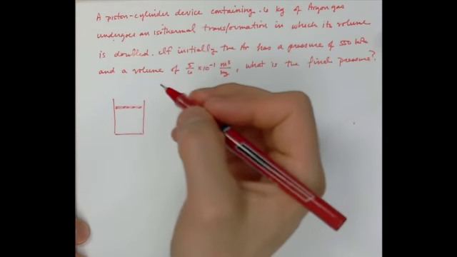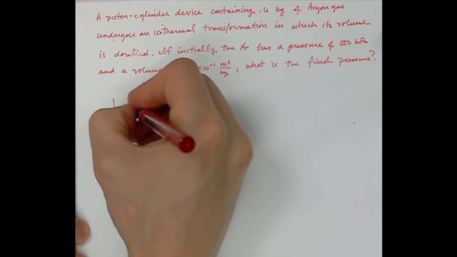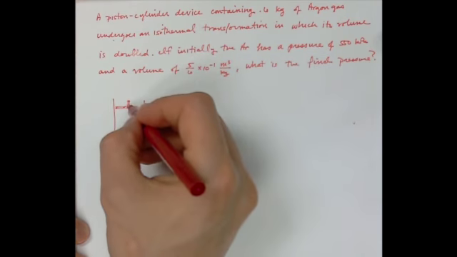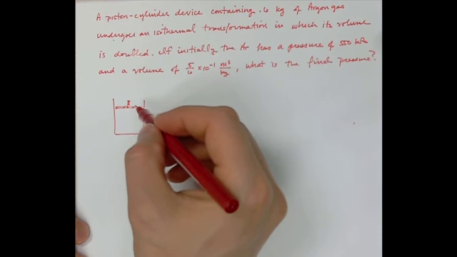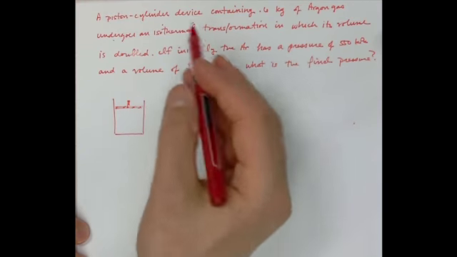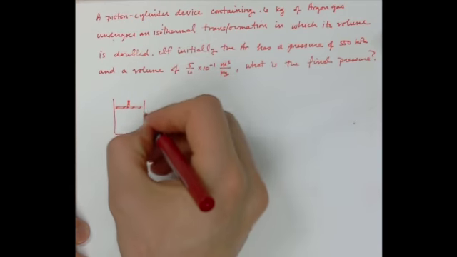In this case, we aren't told what the forces acting on the piston are, and so we draw this little pin to say that the forces are unknown. What we do know about the transformation is that it's going to be isothermal.